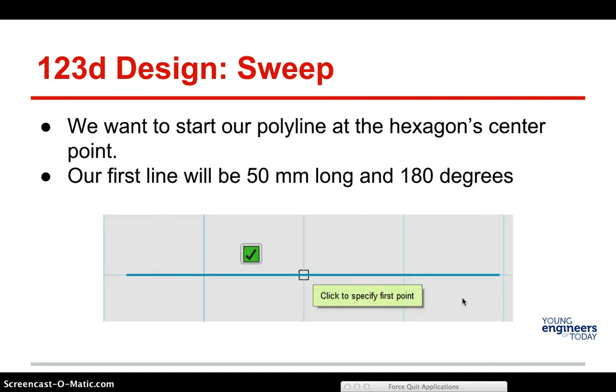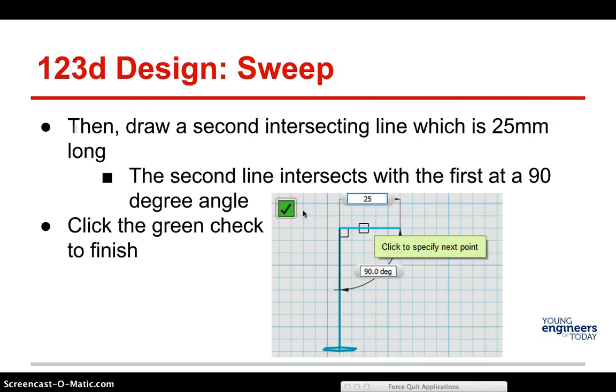All right. From the center, I'm looking straight down on my polygon. I'm going to find the center point of that, and I'm going to draw out a 50 millimeter long line, and that is with the polygon at 180 degrees. Okay, so you can see. Then after that, I'm going to add another 25 millimeter line to the right. That's at a 90-degree angle.